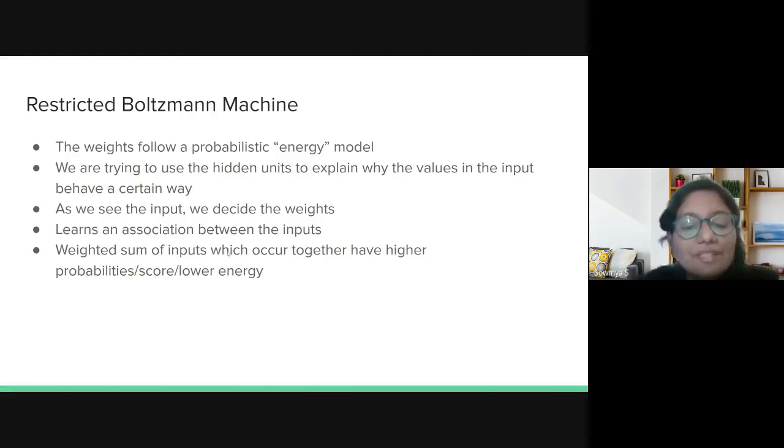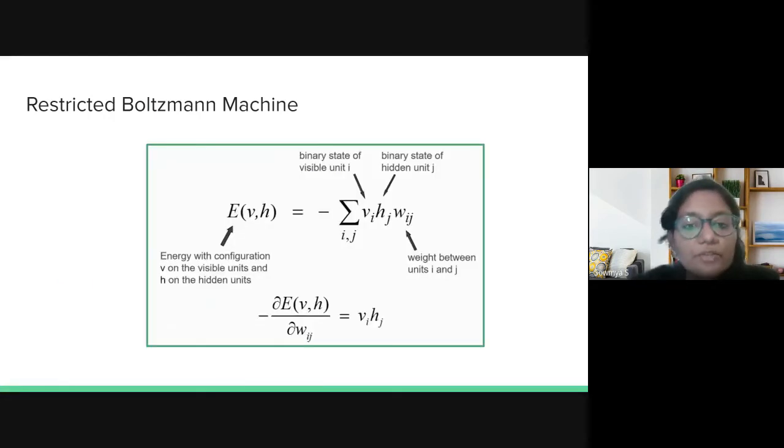Why we need this concept of energy is because we don't have an output here. Even in an autoencoder, we did have an output. It was just that the output was the same as the input. So when you don't have an output, you cannot do backpropagation. So what do we do?